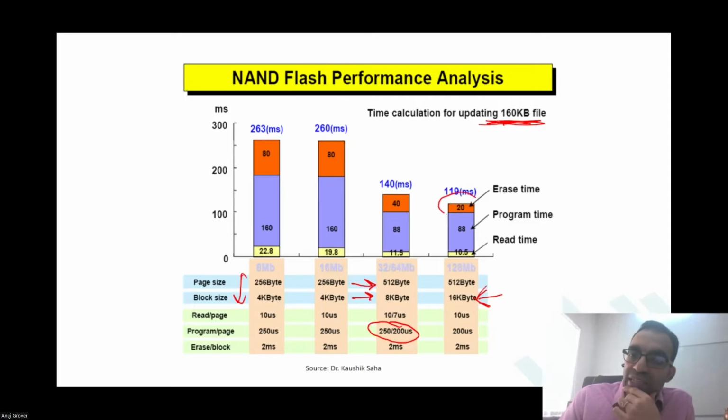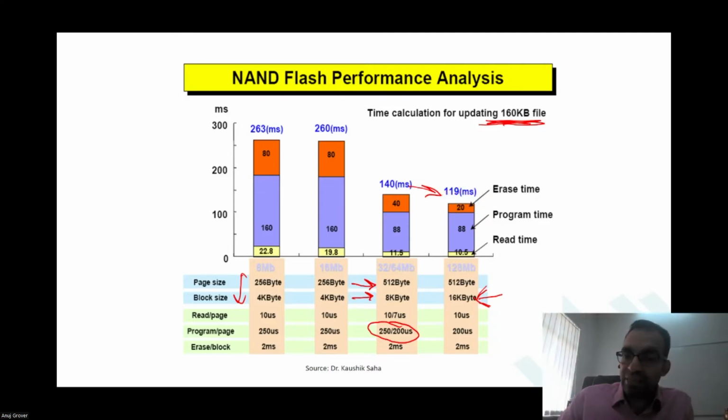Then you notice the erase time over here has reduced, because you erase the entire block in one go. Now that the size has increased, the erase time has reduced. Over here, we saw a significant reduction in program time. We also saw a reduction in the erase time, but that was the major chunk over here, and that has reduced.